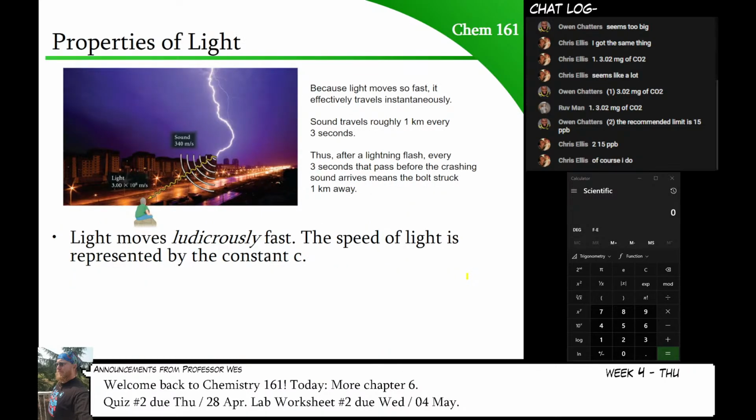Light is stupid fast. Light moves at a speed that is so fundamental to the universe, we've given it a letter. That letter is c. Here is its speed. 3 times 10 to the 8 meters per second. Now, this number is rounded. This has 3 significant figures. However, we've defined the speed of light to a very, very specific number. In fact, we have defined it so well that we have set up the meter around the speed of light.